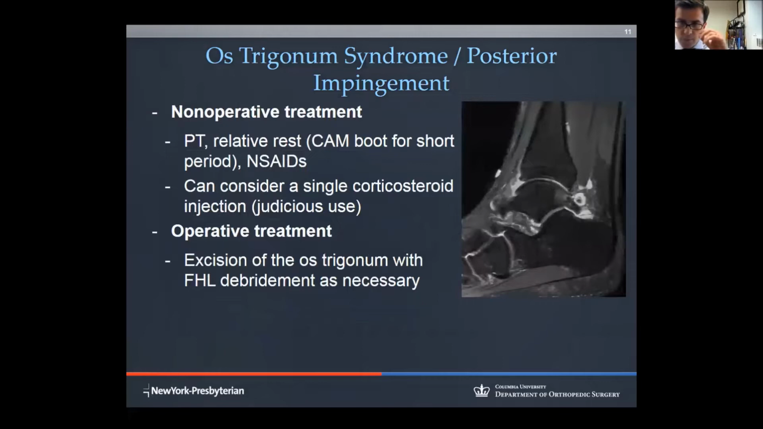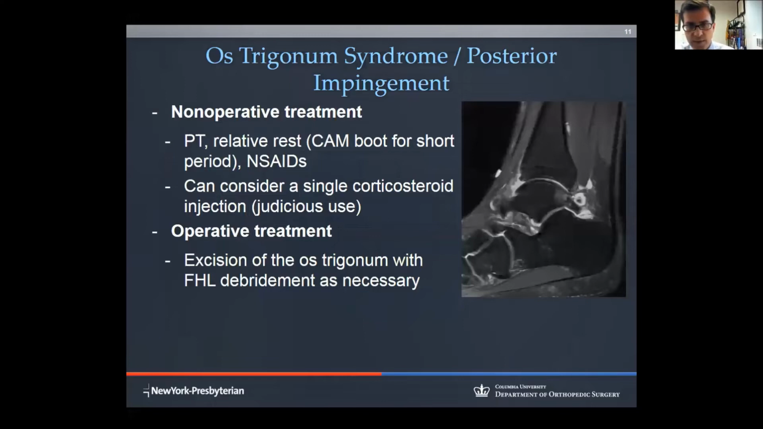And so from a treatment standpoint, it's basically inflammation, and so we want to try to get this to settle down. Can boot for a short period of time. We can consider a single corticosteroid injection, although given its proximity to the FHL and the negative impact that can have, you have to be fairly judicious with the use of that. From an operative standpoint, the treatment is essentially excision of the os trigonum or whatever the impinging structure is, with debridement of the soft tissues as necessary.